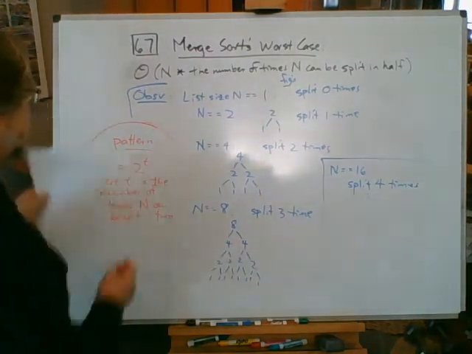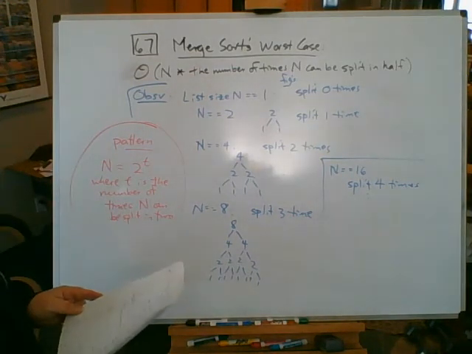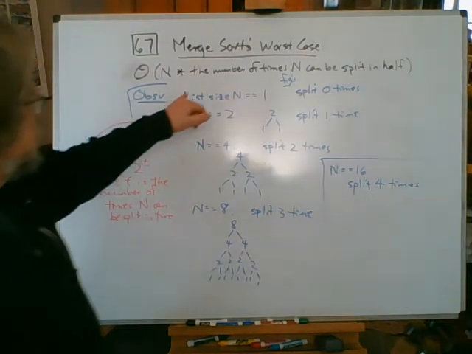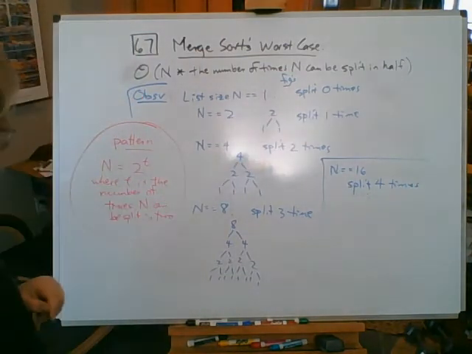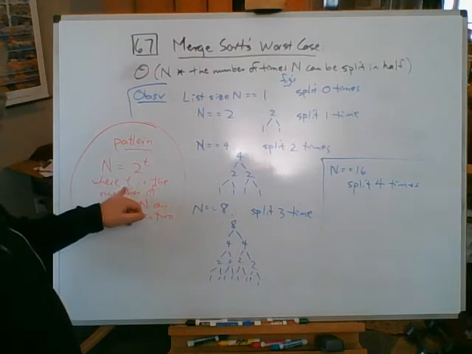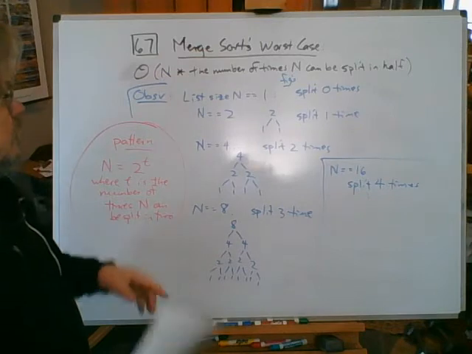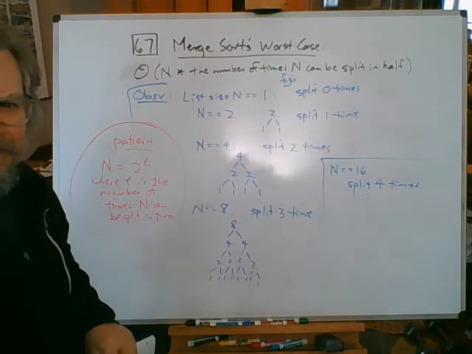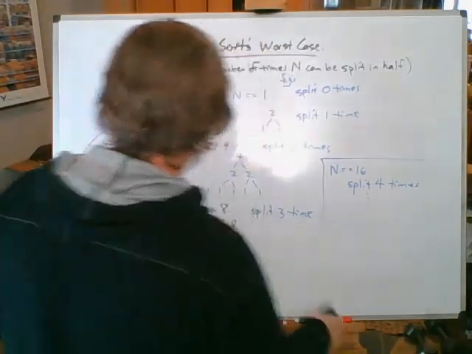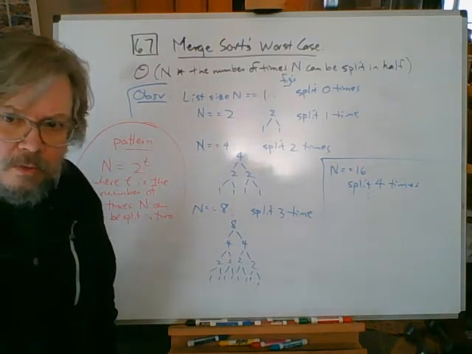It deserves a circle. There. N equals 2 to the t, where t is the number of times N can be split in 2. Now that rings familiar, does it not? The number of times N can be split in half, except t is that value. So we could say this is order capital N times lowercase t. Oh, no, we can't do that either. We can only have our parameterization, or the order of magnitude, based on the size of the list.